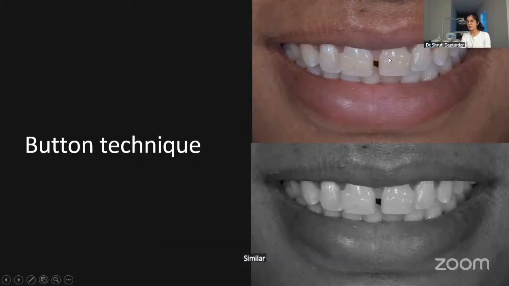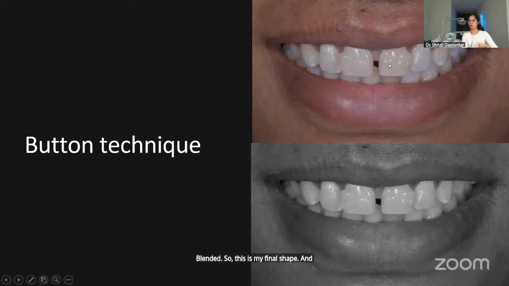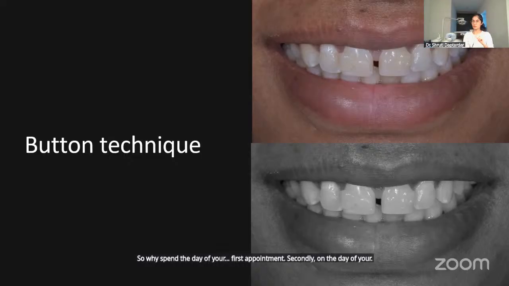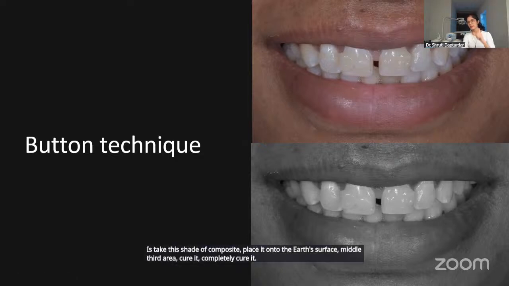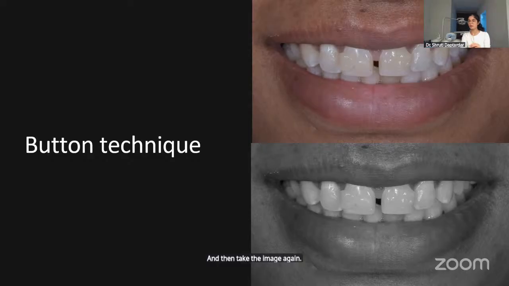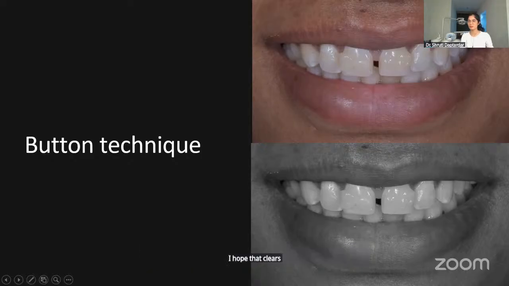Similarly, when I'm trying to match my chroma, all of these are standing out, yet this one looks partially blended. So this is my final shade. And you need to do this twice: once on the day of your first appointment, and secondly on the day of your procedure. On the second day, all I'm going to do is take this shade of composite, place it onto the middle third of the tooth surface, completely cure it, and then take the image again, just to reconfirm that the shade I have selected is the right one. I hope that clears your doubt.